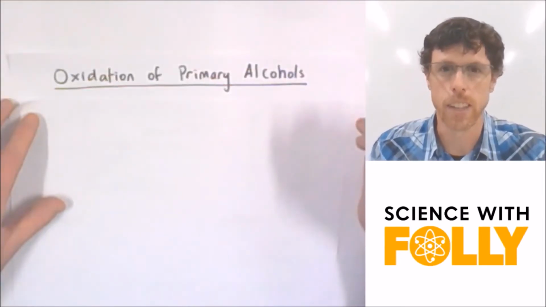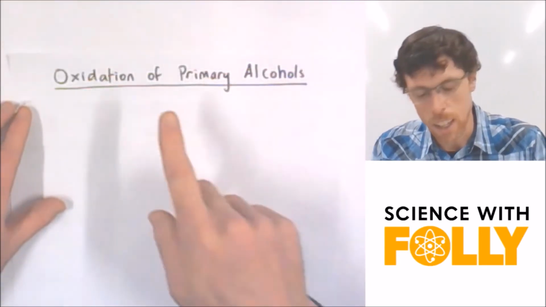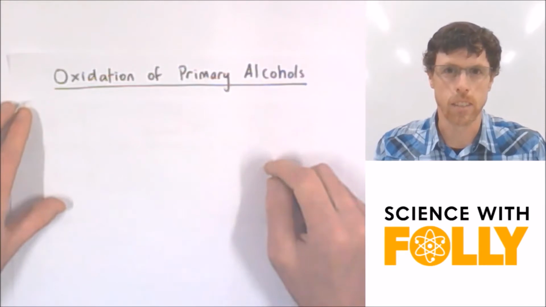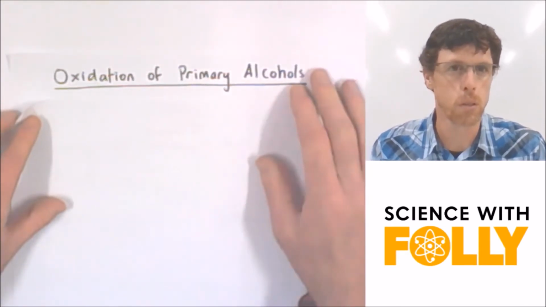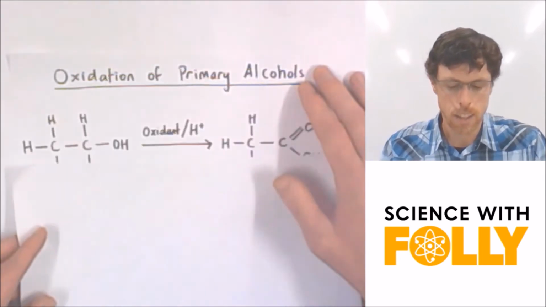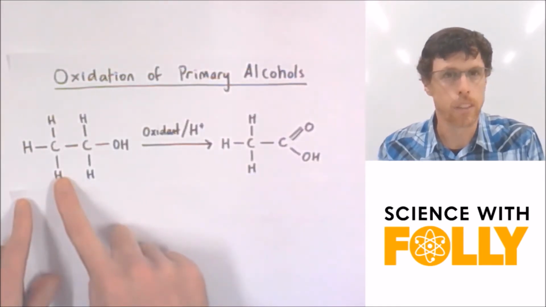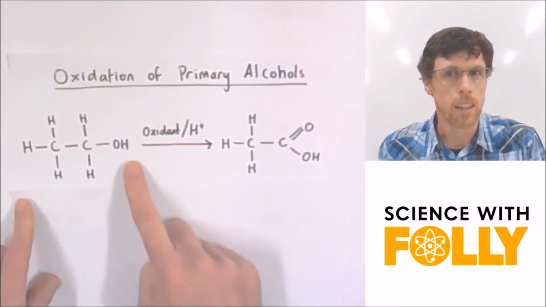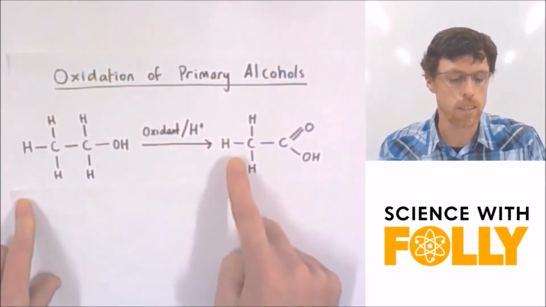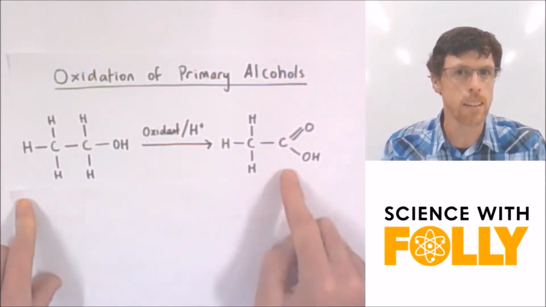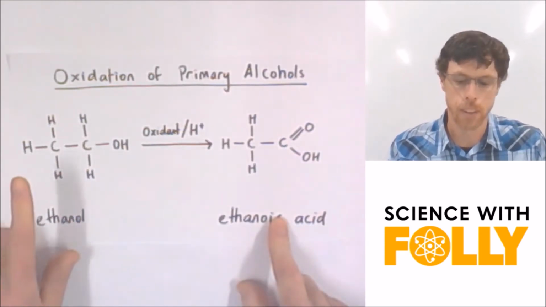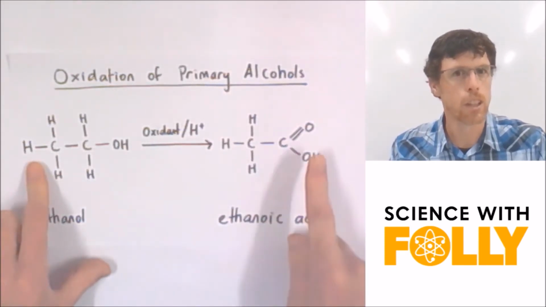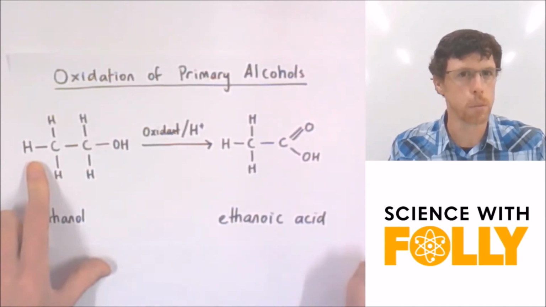Another type of reaction that alcohols undergo is oxidation, and primary alcohols oxidize to form what we call carboxylic acids. Here's an example here. We've got ethanol, and it gets oxidized to form ethanoic acid. If this was butanol, what would the name of the acid formed be?